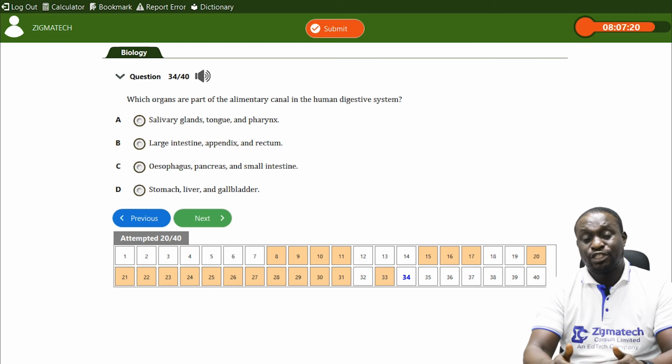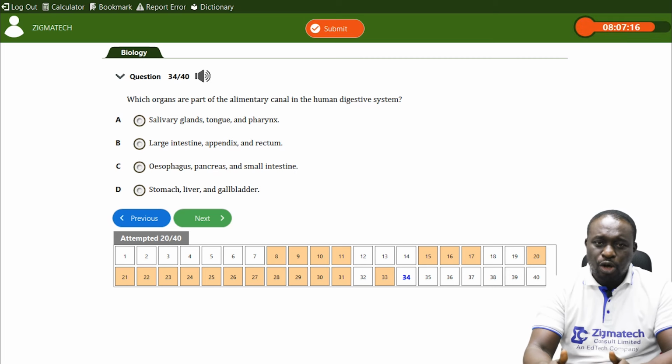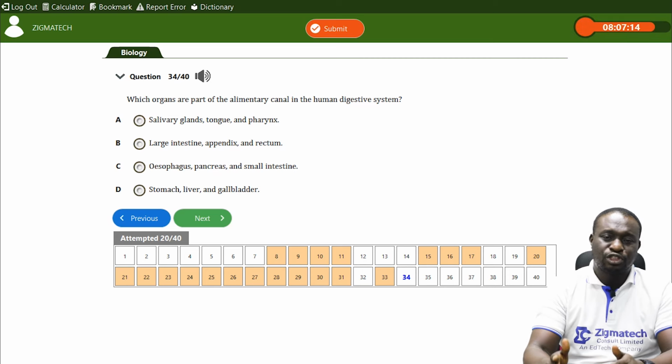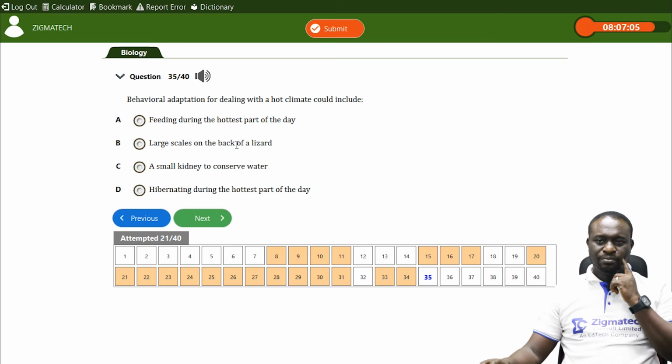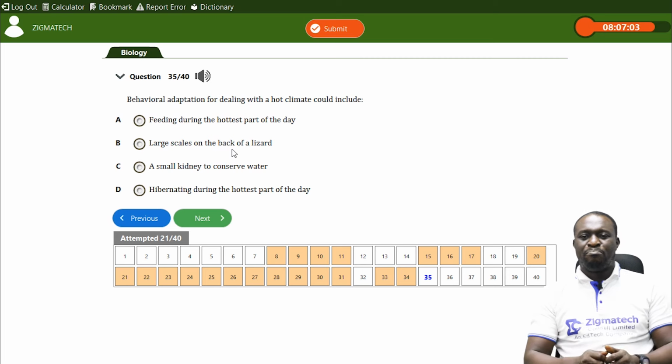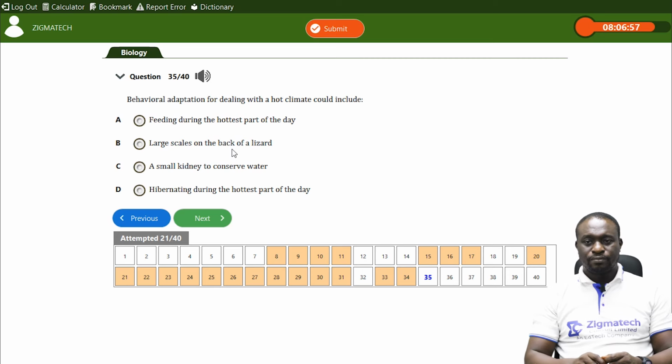So the gallbladder is not part of the alimentary canal, and therefore our correct option and answer is option C. Option C is the correct answer. So we are picking C as our answer. Now, question 35. It says there, behavioral adaptation for dealing with hot climates could include.